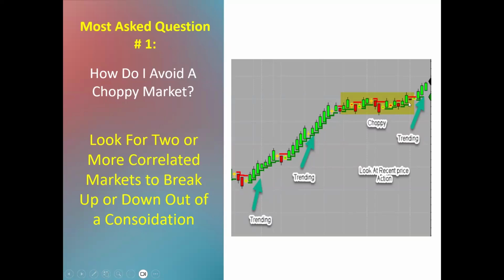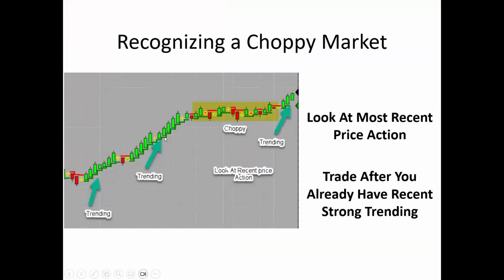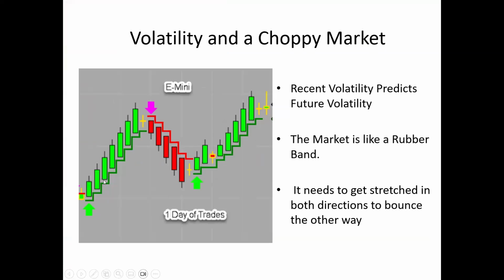All right, so then the question is, okay, how do I know when I've broken out of the consolidation? You'll know because you can look for two correlated markets. For example, the E-mini and the NASDAQ, look for both of them to break up or down out of that shaded area, that choppy market. And after we broke out of that choppy market, I'll show you what happened in this chart. This is the actual chart after we broke out of that choppy market.